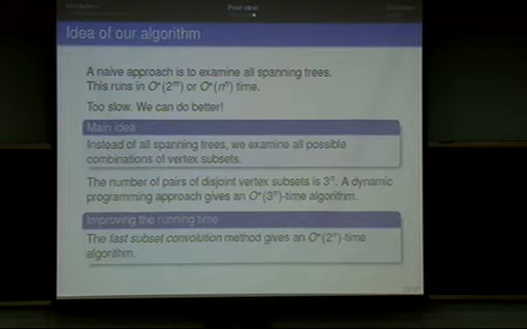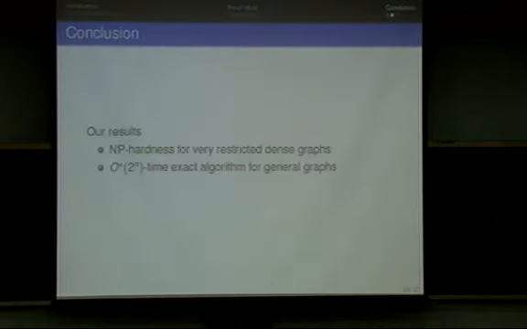And we can do even better. We use the fast subset convolution method, and we got an O star of 2 to the n time algorithm. I didn't talk about anything in detail, but it is not so complicated if you read the proof. Okay. So those are our results.